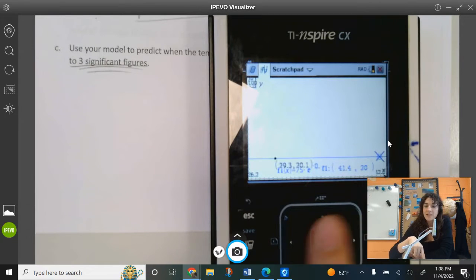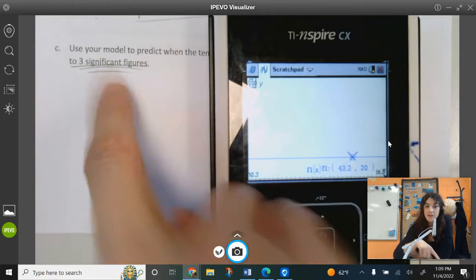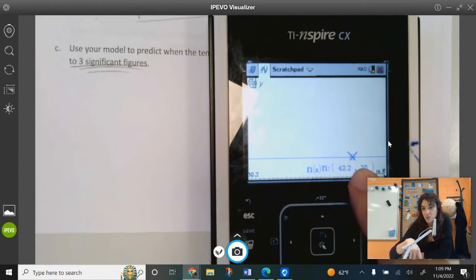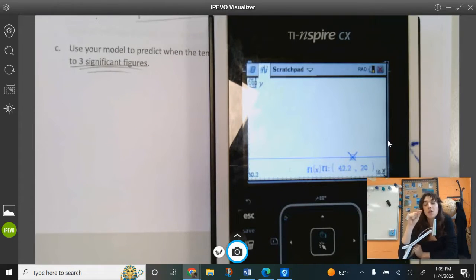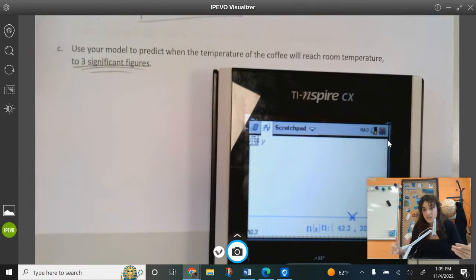But you can see that at some point, our calculator is giving us an answer of 20. And it's because our calculator is giving us answers to 3 significant figures. So to 3 significant figures, at some point, we do reach 20. We get to a point where the value is so close to 20 that when we round it to 3 significant figures, it is essentially 20. So that's what it's asking here: when will the rounding of this number become essentially room temperature to 3 significant figures?